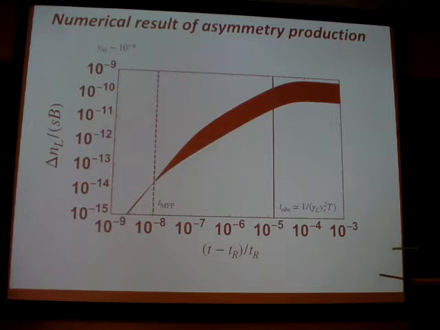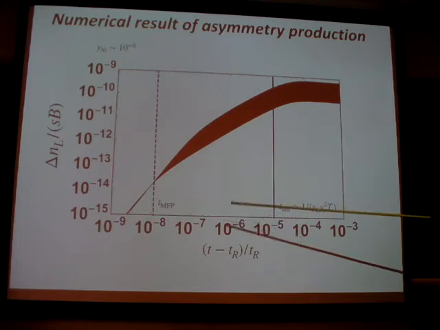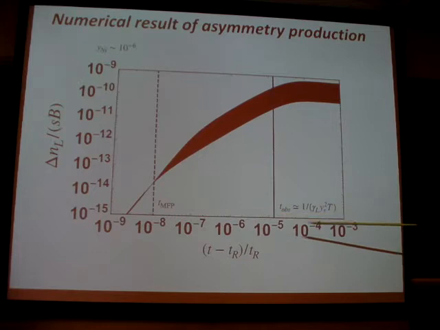So this is the numerical simulation of the asymmetry separation process. For the Yukawa coupling around 10⁻⁶, the horizontal axis is the time and the vertical axis is the amount of asymmetry divided by the Lagrangian ratio. We found that indeed the produced separated asymmetry can be as large as 10⁻⁹ to 10⁻¹⁰.